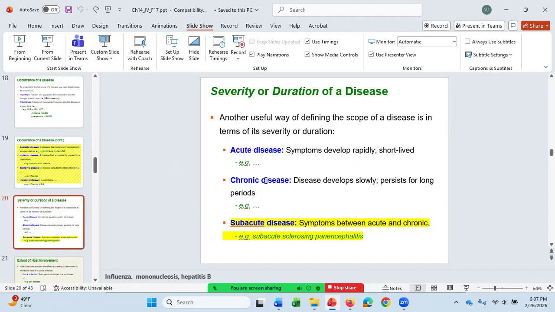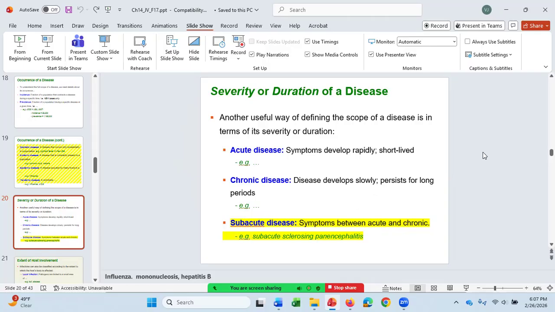A chronic disease is one that develops slowly, persists for a long period of time, and usually gets worse with time. It may get better over a long period of time, but initially it starts slow. You have low symptoms. The symptoms get worse and more severe over time.